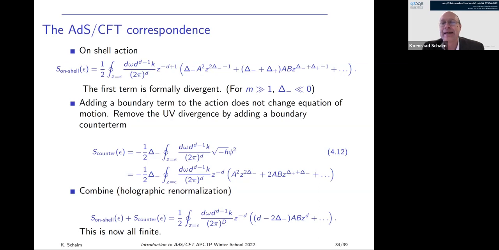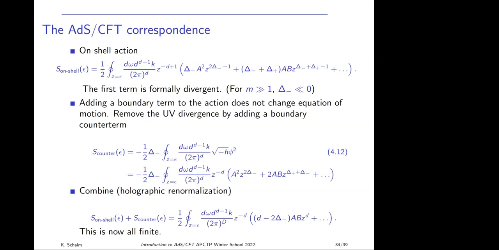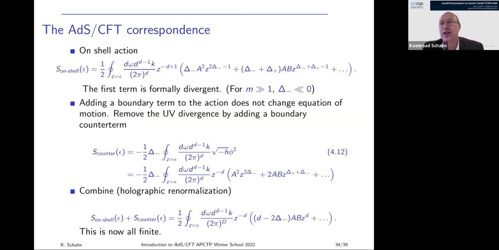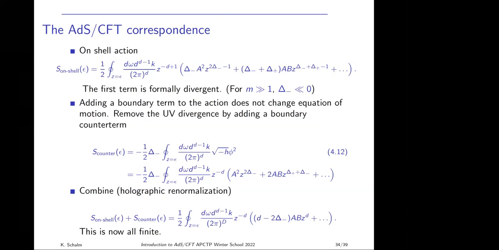Whereas if delta minus is not 0, you've actually secretly deformed the CFT and thereby introduced a scale, and then the divergence reappears. That's right. Okay. Thank you.